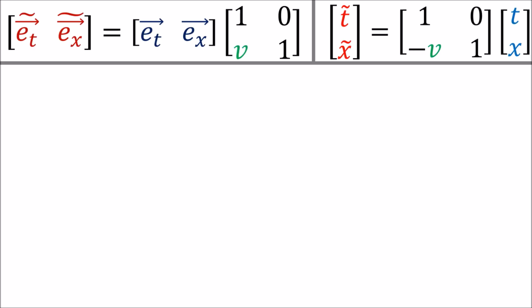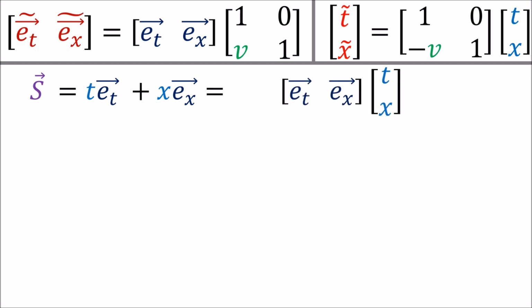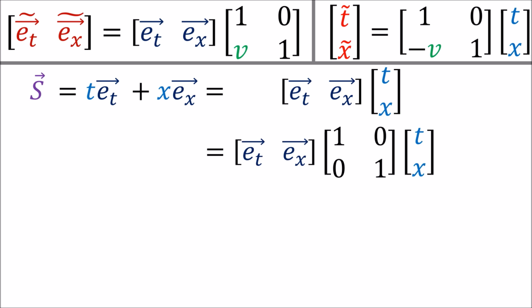And this is why this is so important. If we start with the spacetime vector S, written in Einstein's space as t e_t plus x e_x, we can write this in array notation using a row of basis vectors times a column of vector components. Then we can insert an identity matrix in the middle here, since multiplying by the identity matrix doesn't change anything. It's a bit like multiplying by the number 1.